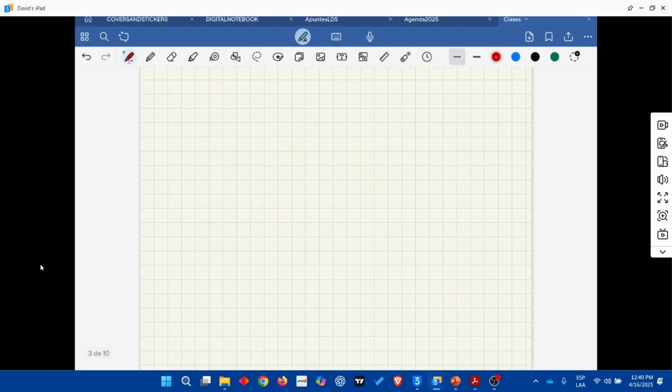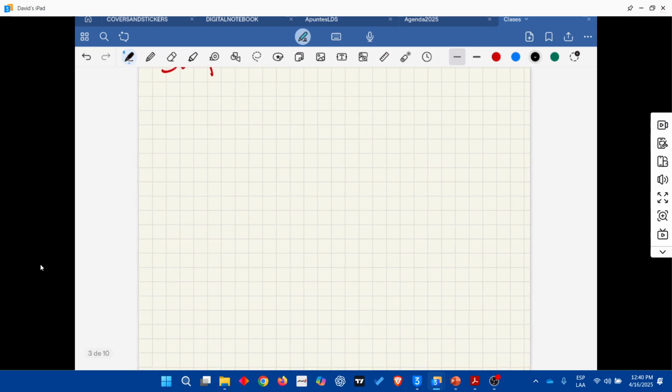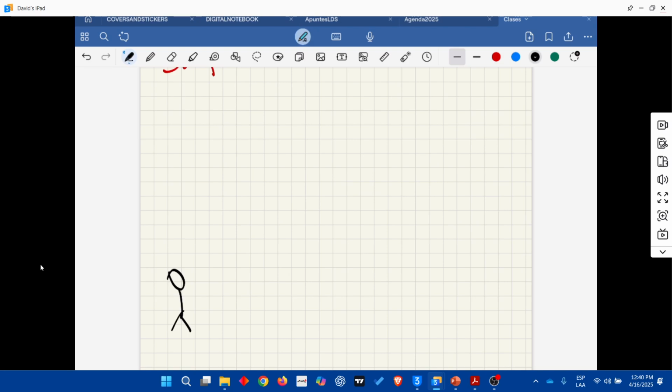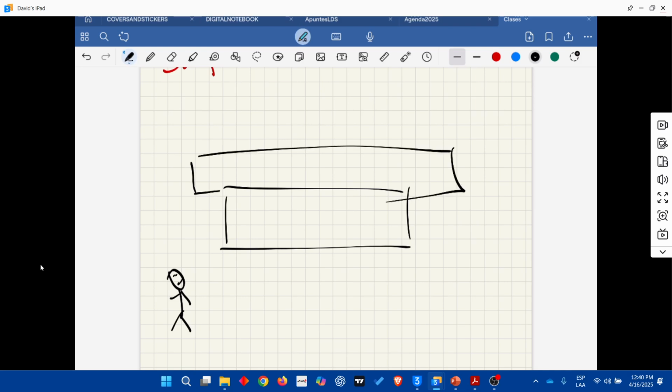Let me explain here. Let's suppose you or your parents are this person that is going to go to a building, and that building is called the bank.